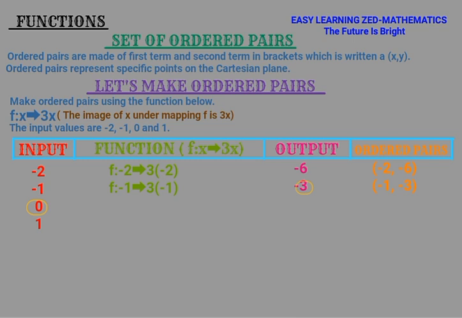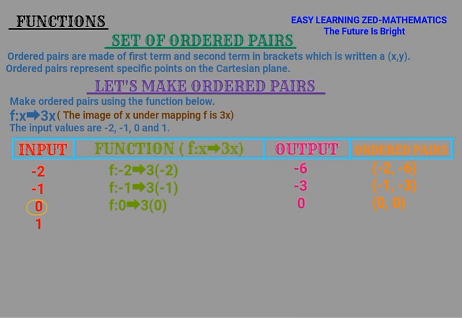So what we're going to do, we're going to write the function, which is f. Then where there is x, we're going to put 0. So we are saying under mapping, f(0) is equal to 3 multiplied by 0. So 3 multiplied by 0 will give us 0. Then we are going to pick the input and the output of 0, which will give us the ordered pair (0, 0).